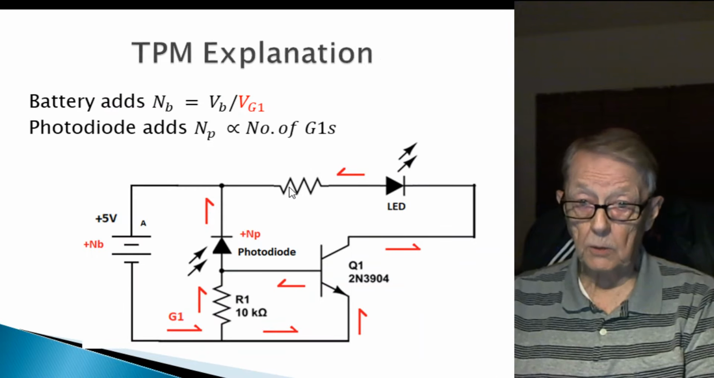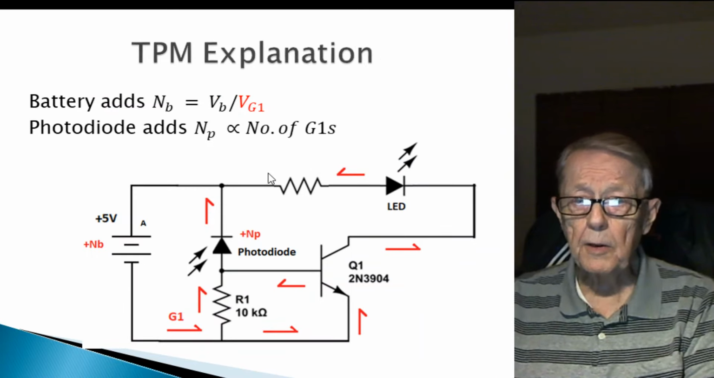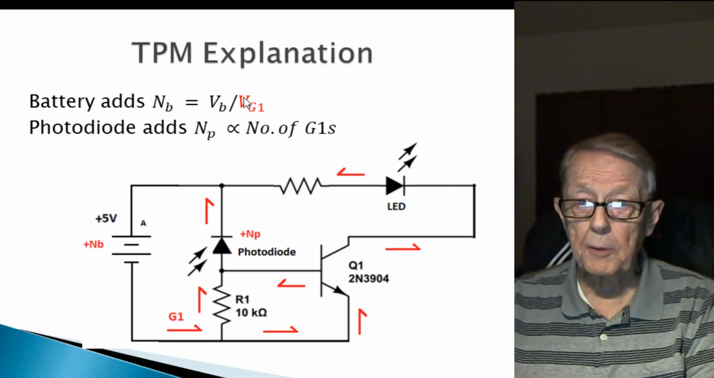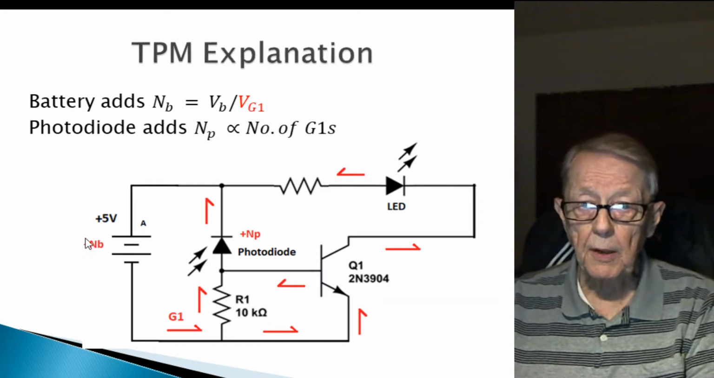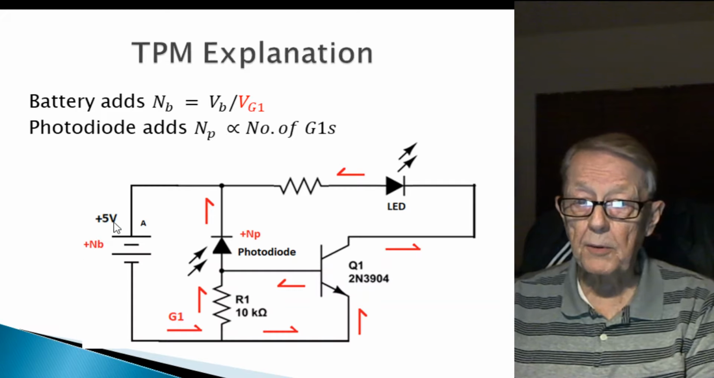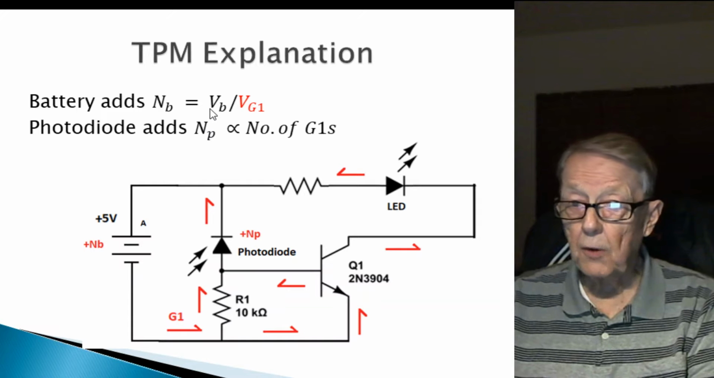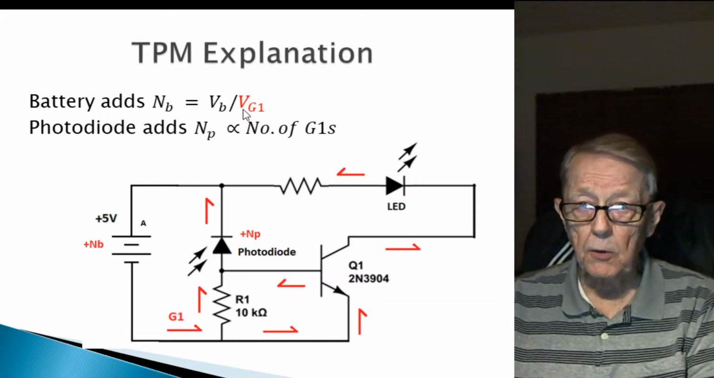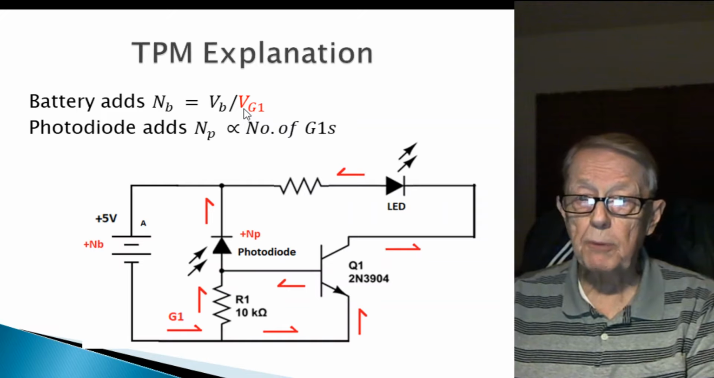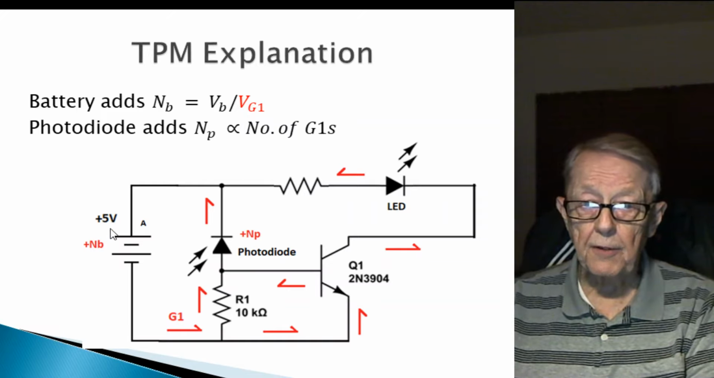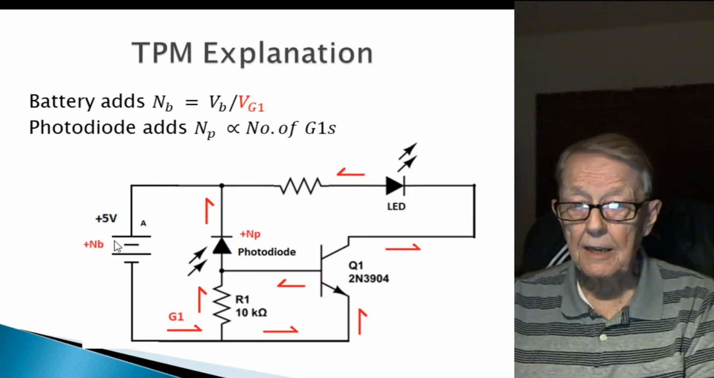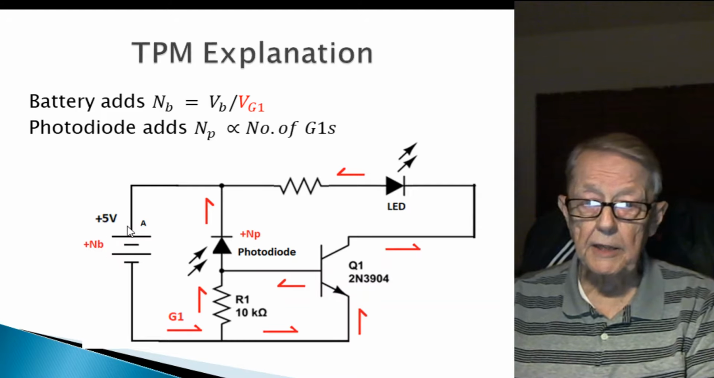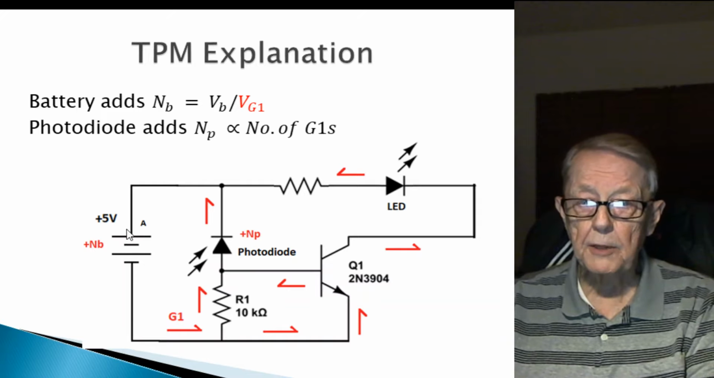So here is the whole circuit, and I'm going to make a specific point about the battery. I've covered this before. The number of particles that a battery adds to the flow of G1s is equal to the voltage of the battery divided by a constant called VG1, the volts per G1. I don't know that number, and I generally assume 0.1. So if you divide 0.1 into 5, then there'll be 50 G1s added at each small period of time.